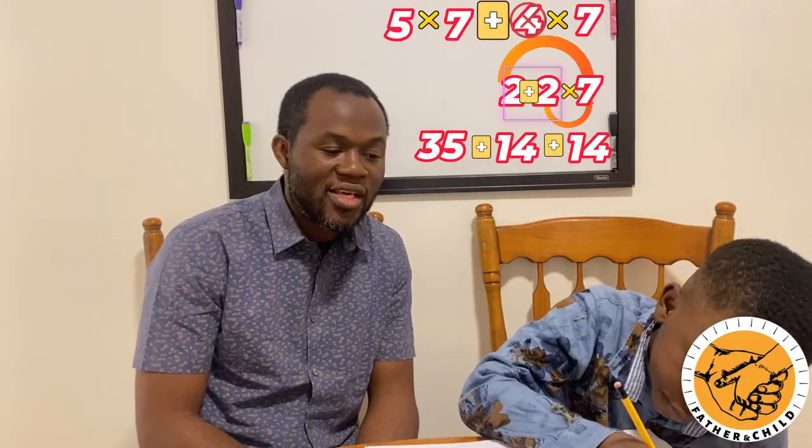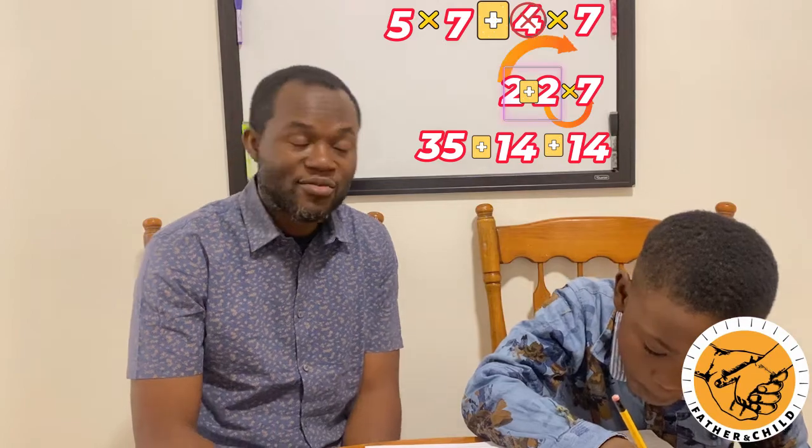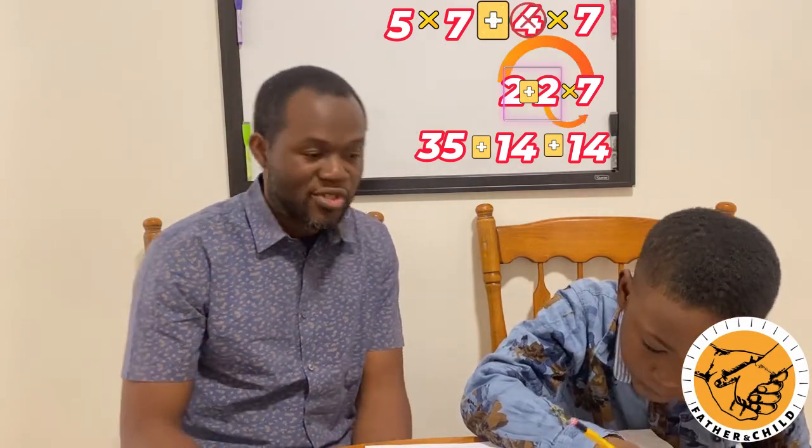Do that quickly. So you have 35 plus 14 plus 14, or 35 plus 28. What do you have? 63. Yes, that's what you have. So if you get 63, you are right on point.